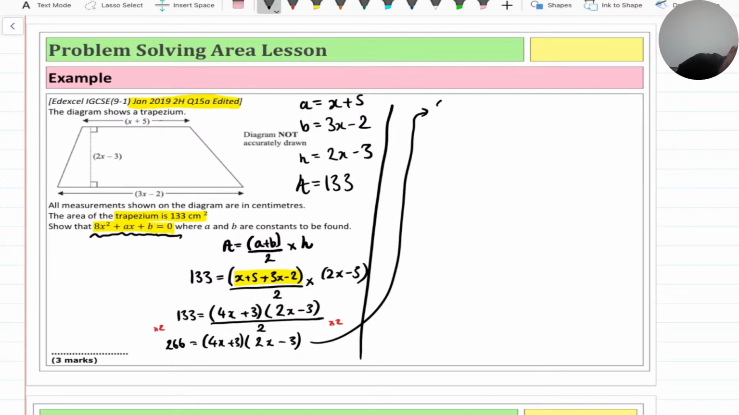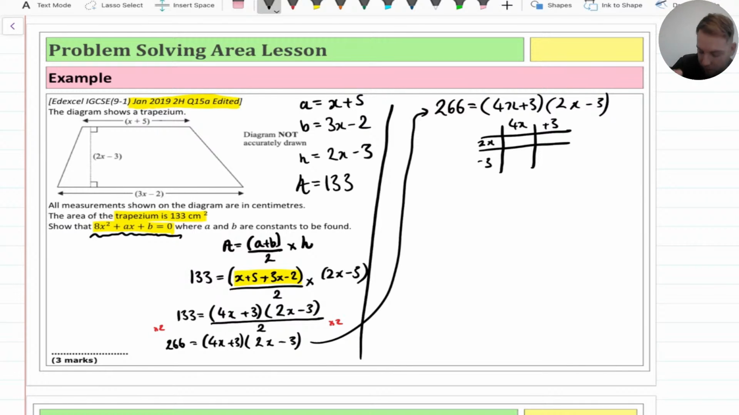Okay, so I've got 266 is equal to 4x plus 3 times by 2x minus 3. So I need to expand that bracket. Now, the best way to expand the brackets is using the grid method. So 4x plus 3, 2x minus 3.